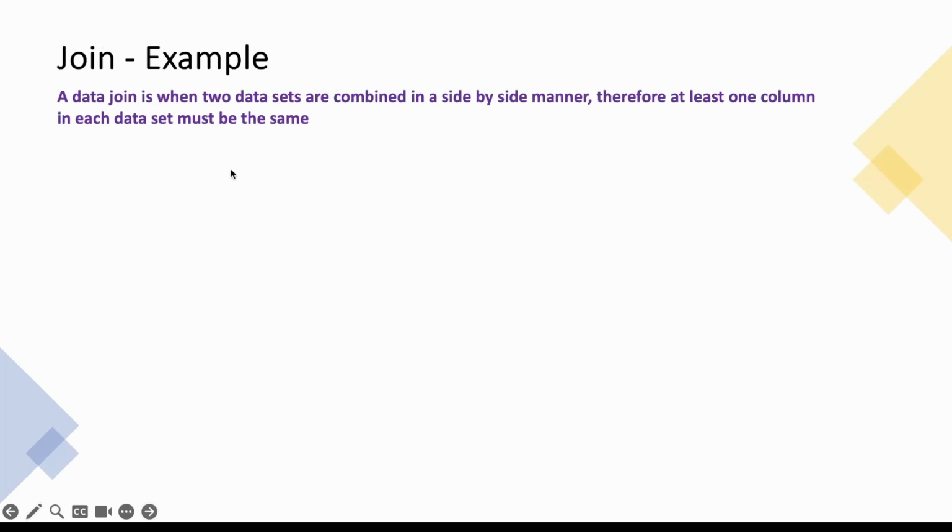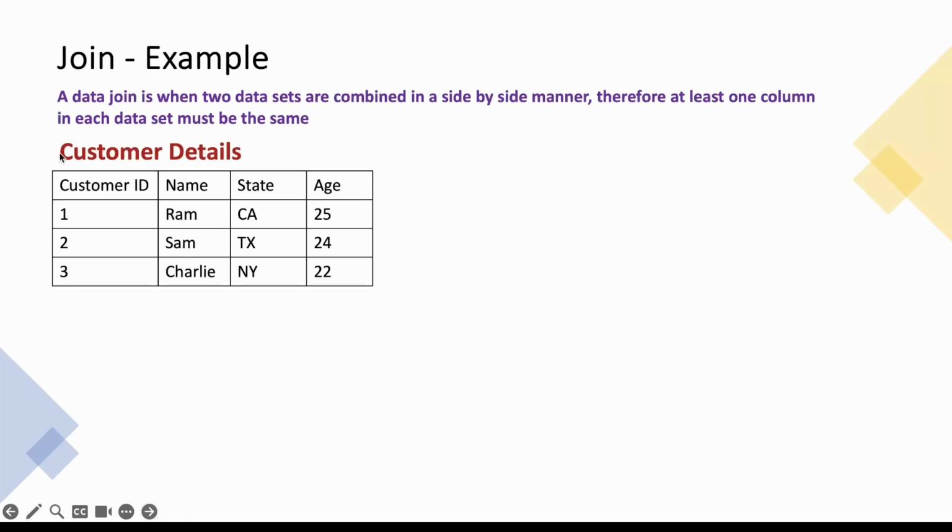Let's try to understand this with a simple example. Let's say you have a table. The first table is customer detail. For this table, you have variables like customer ID, name, state, and age. And for each one of these variables, you have different records. So you have customer ID 1 with the person named Ram and state as CA, which is California, and then age is 25. And similarly, you have other data records for this table as well.